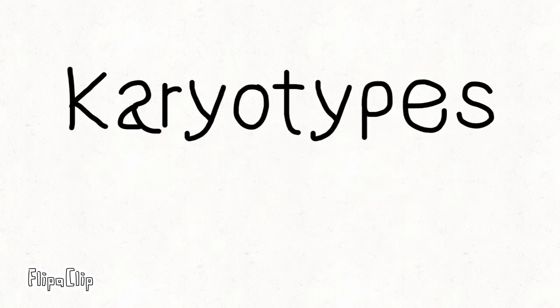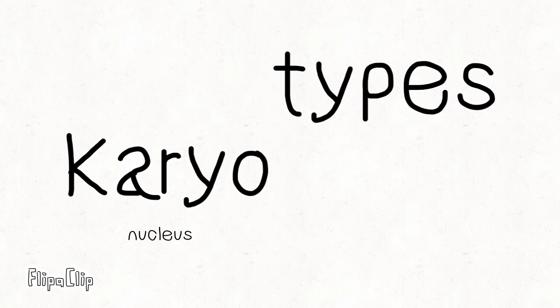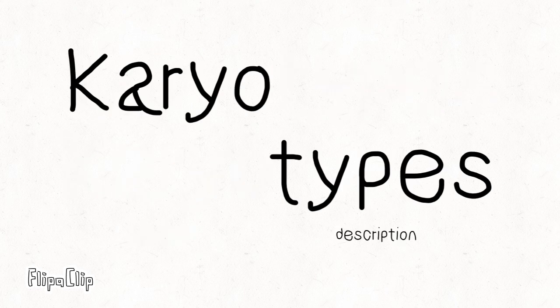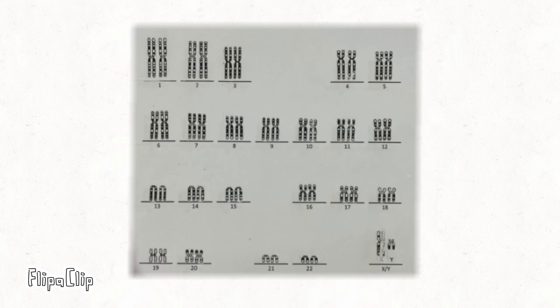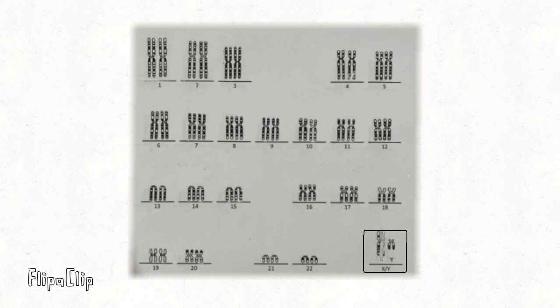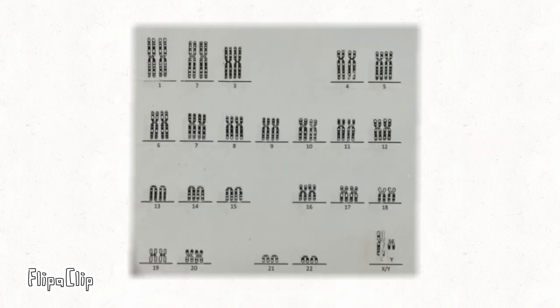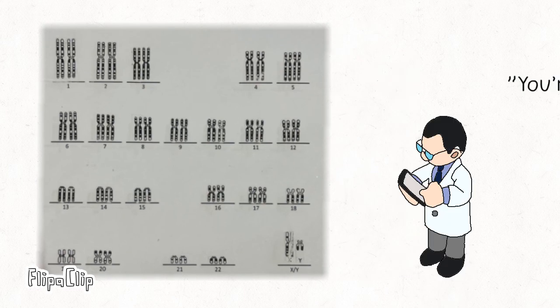Karyotypes. A big word, but if broken down to its roots, karyo meaning nucleus, and types in this instance meaning description, all it means is that it is a method of organizing chromosomes from longest to shortest, with the sex chromosomes last. The purpose of it? This is usually done to check if the person has the normal amount of chromosomes and doesn't have any syndromes or medical issues. How is it written?